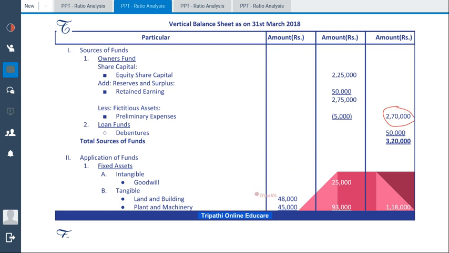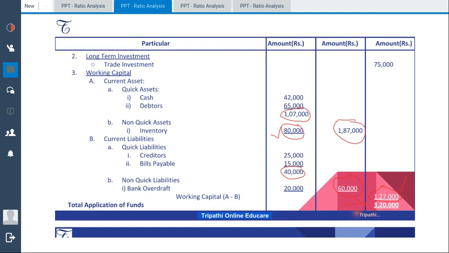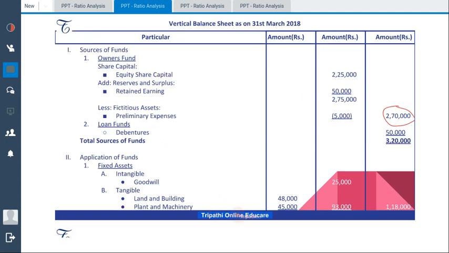Okay, so in this case, we are not looking for total sources of fund or total application of fund. So you cannot say 3,20,000 as your total asset because this includes current liability. So if you want to know total asset, you will have to add only the assets. Like we will take fixed asset 1,18,000.